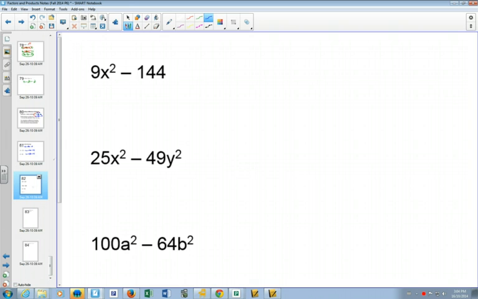First of all, is 9 a perfect square? Yes. Is 144 a perfect square? Yes. How many people did this to start with? 3x, 3x, 12, and 12. 1 plus, 1 minus. All right. Did anybody keep going?